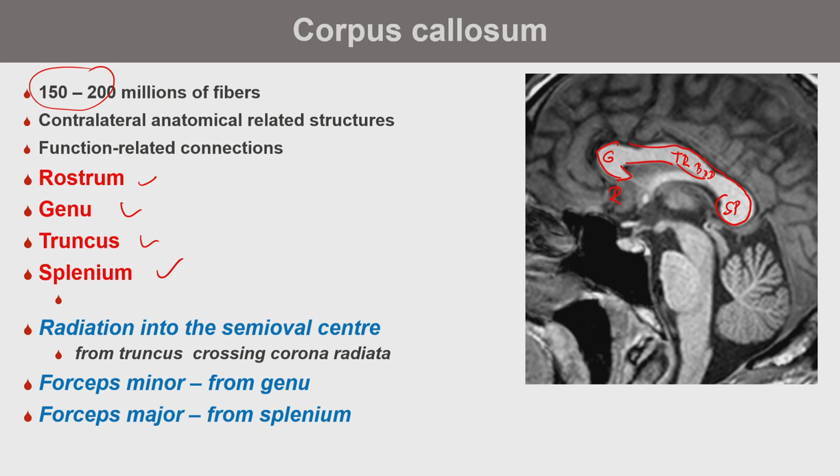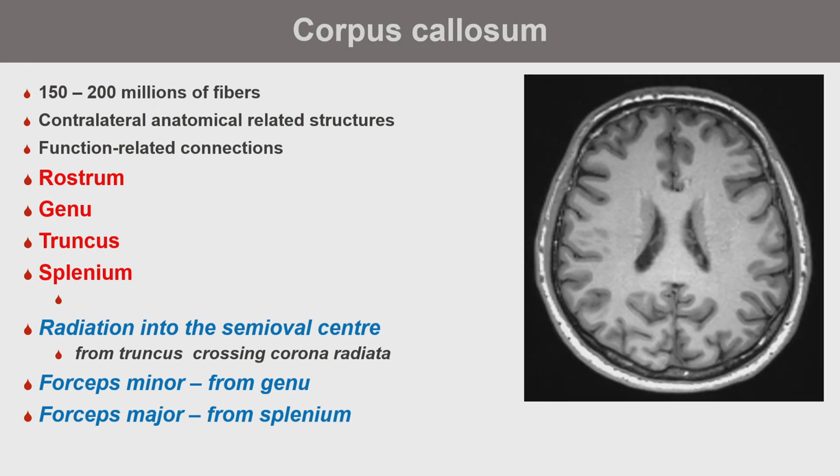And on the other side, when we have a transversal section, we can see anteriorly V-like and dorsally U-like, V-like forceps minor, a forceps major dorsally. What is forceps? In English, pincer. Yeah.